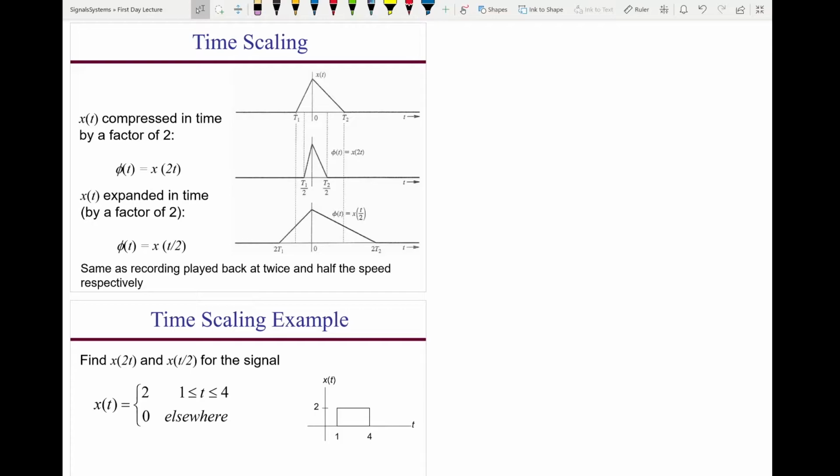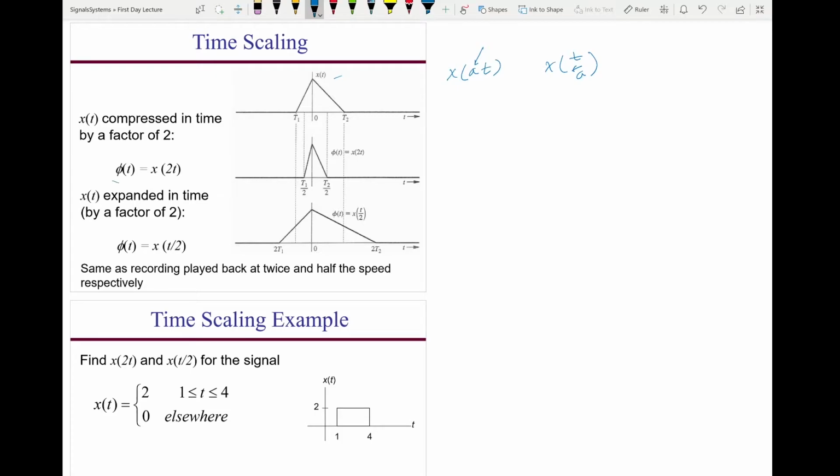So in general, if you have a signal x of t and I want to generate a new signal such that it's x of at, where a is a constant, that means you are compressing the signal by a factor of a. If a is 2, you are compressing the signal by a factor of 2. If you are doing x of t over a, then you are expanding the signal by a factor of 2.